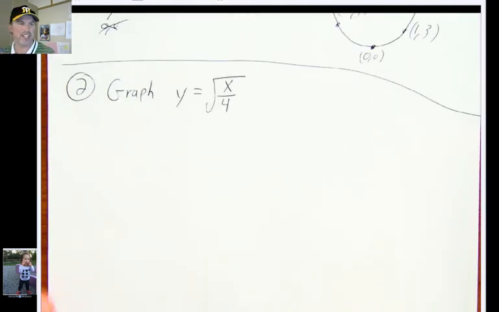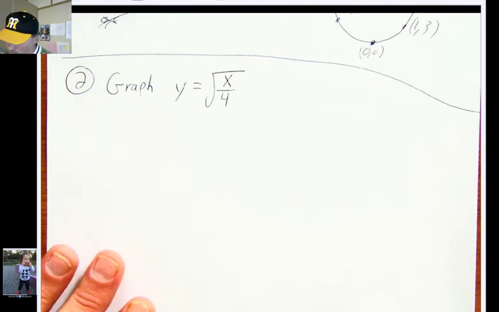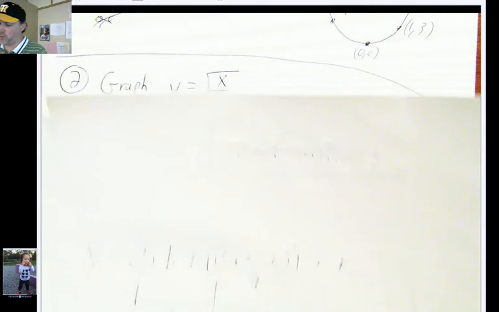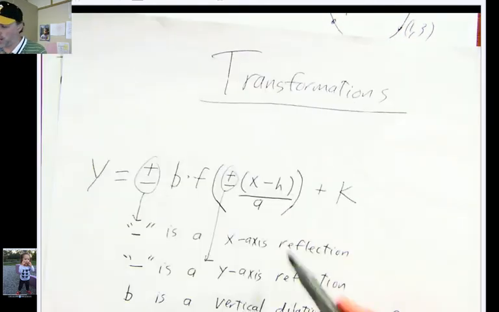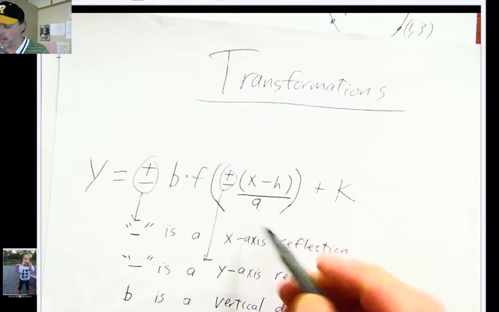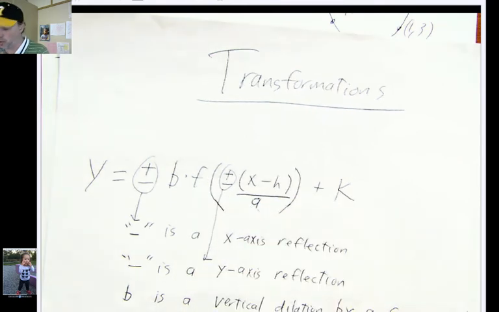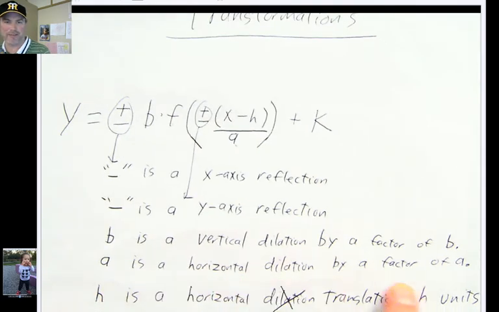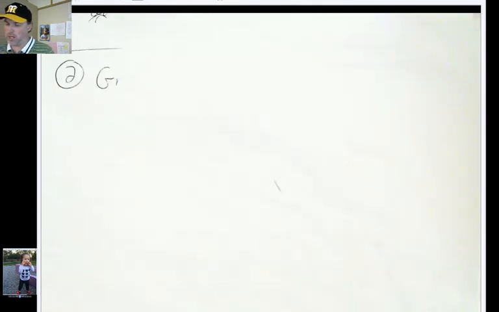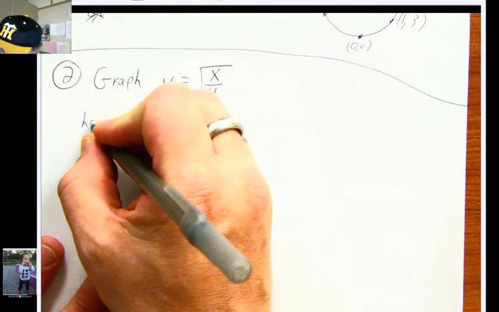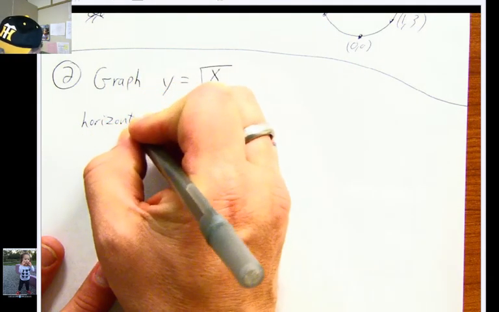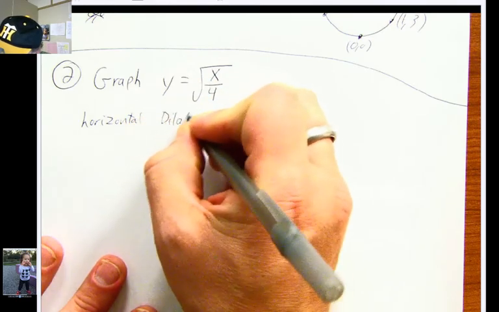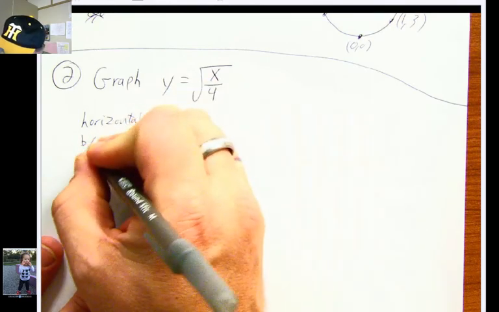Example 2, what happens when it's on the inside? So if we have y equals square root of x over 4. Well, this x over 4 is a lot like this divided by a, and it's inside this function. And when it's inside the function, that means it's going to be a horizontal dilation by a factor of a. So this is a horizontal dilation by a factor of 4.